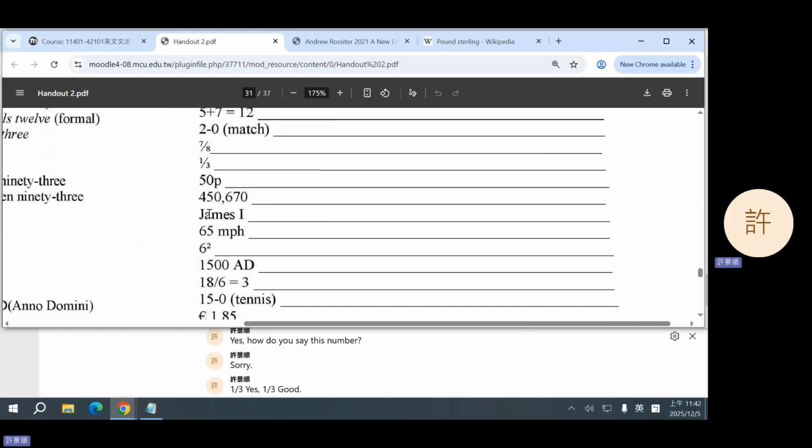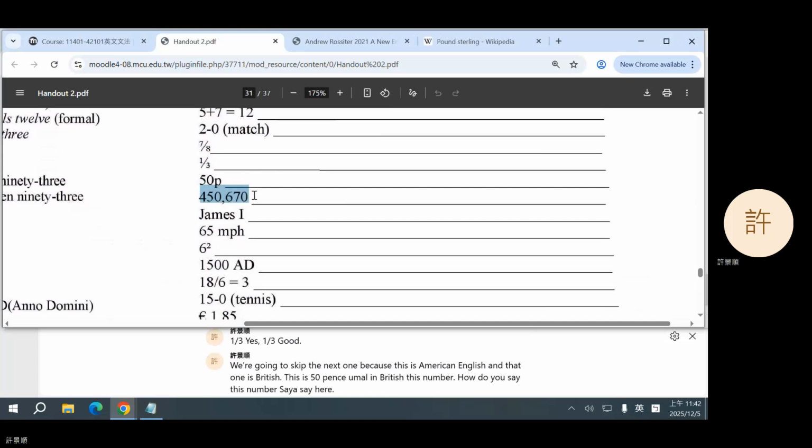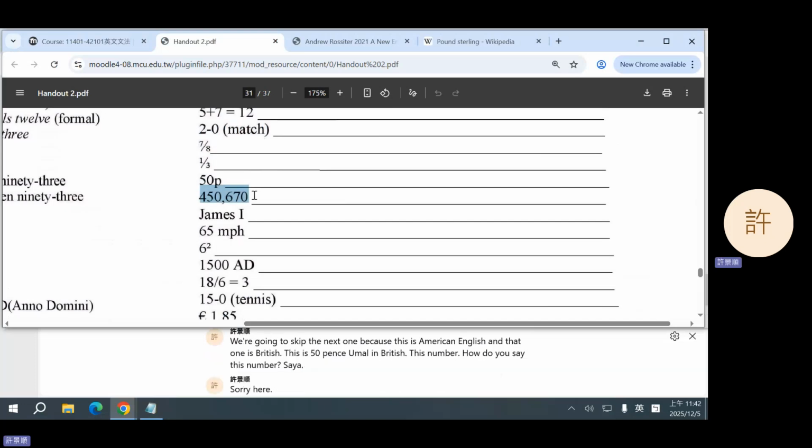We're going to skip the next one because this is American English and that one is British. This is 50 pence. 五毛 in British. This number, how do you say this number? Saya here? Yes, how do you say this number? Good. 450,670.